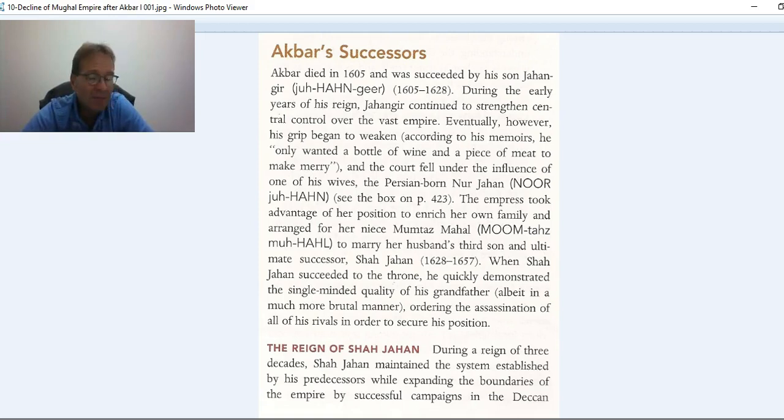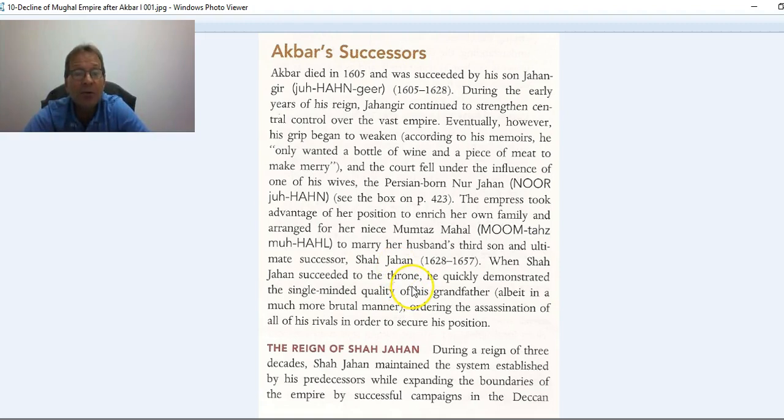The last question, the decline of the Mughal Empire after Akbar, which is the golden era of the Mughal Empire in India. Jahangir inherits the throne, but he is not a very effective ruler. He likes to drink and he likes to eat. And his wife, Nur Jahan, eventually will become the power behind the throne. And she enriches her own family, and she arranged for her niece, Mumtaz Mahal, to marry her husband's third son and the ultimate successor, Shah Jahan.